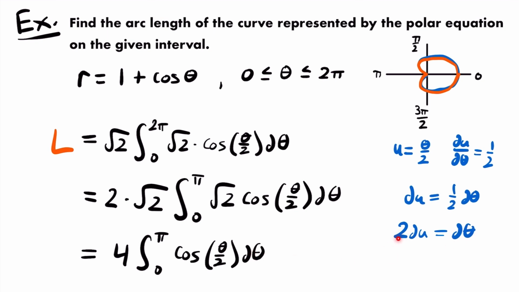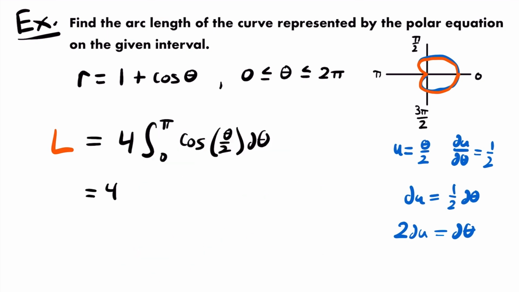So now we can rewrite this integral in terms of u. We'll have that this is equal to 4 times the integral from theta equals 0 to theta equals pi of cosine u times 2 du. All right, we replace theta divided by 2 with u and d theta with 2 du. But now our bounds of integration are still in terms of theta, so let's rewrite those to be in terms of u so that we don't have to go back into terms of theta. We can just integrate and evaluate in terms of u.